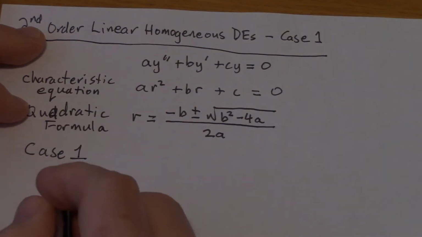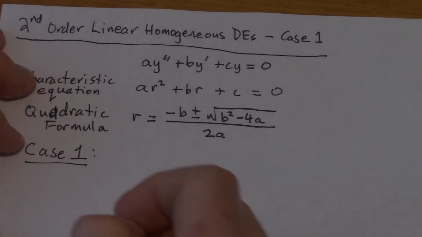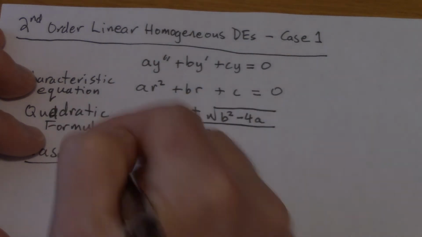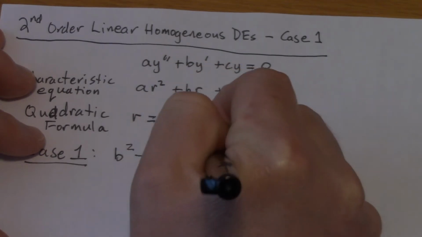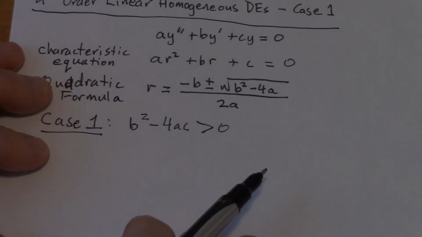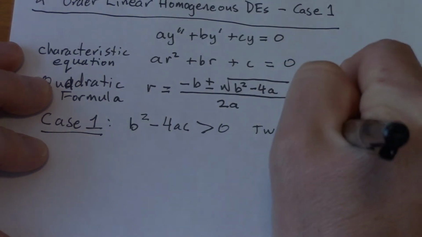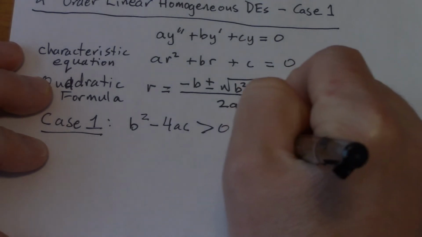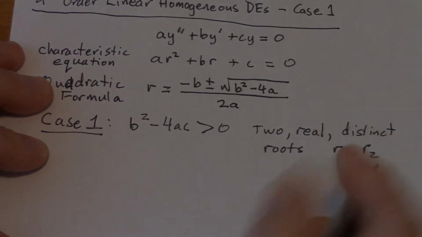And what is that called, that thing inside the square root? No, it's not a determinant. It's a discriminant. Okay, so case 1 is basically just looking at the three signs that the discriminant can be. So case 1 is where b squared minus 4ac is bigger than 0. So what kind of solutions am I going to get to that characteristic equation? That's going to be two real distinct roots. I'm going to call them r1 and r2.